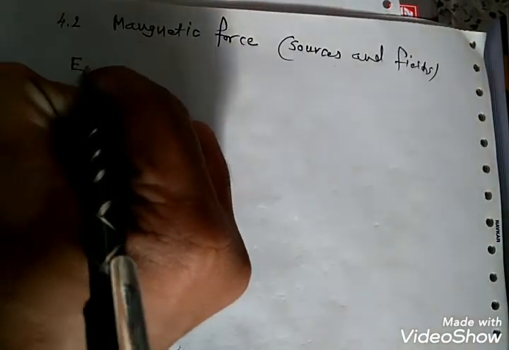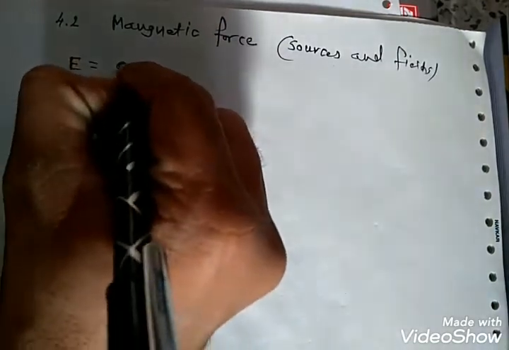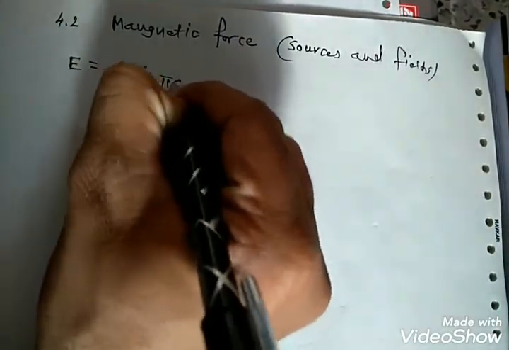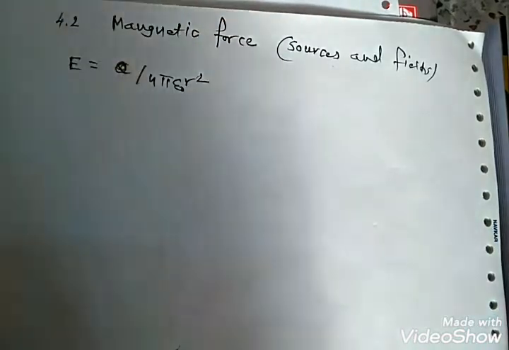Before we introduce the concept of magnetic field, we already learned in chapter 1 about the electric field. In the electric field, interaction between the two charges can be considered in two stages. The charge Q, the source of the field, produces an electric field, only for a stationary charge. So E is equal to Q upon 4 pi epsilon 0 r square.